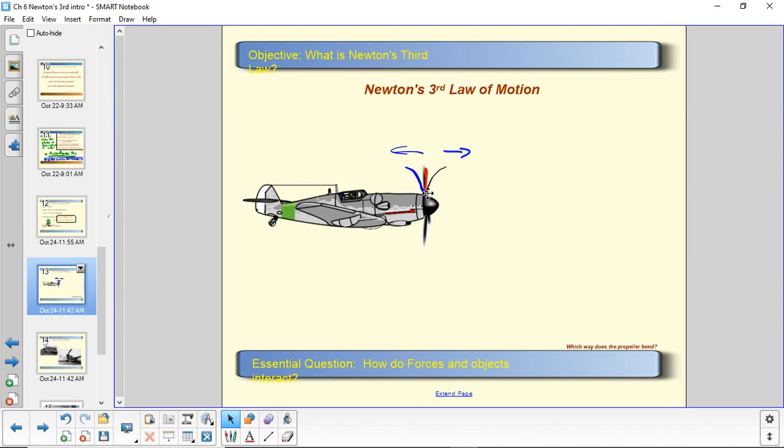And you have three choices. It could be the red one, which is no bend at all. The blades are just pointing straight up. Or it could be that the blades bend forward a little bit in the direction that the airplane is flying.